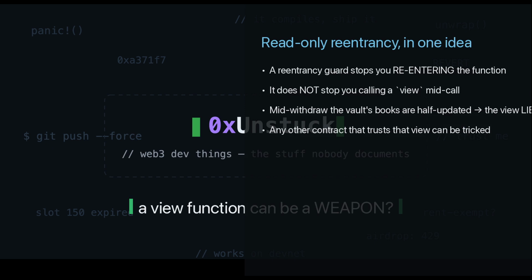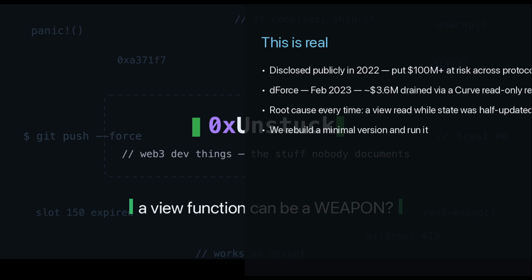Here's the whole idea in one breath. A normal reentrancy guard stops you from calling a function again while it's still running. Good, but it does nothing to a view function, a read-only getter, called in the middle of that same transaction. And here's the catch. Halfway through a withdrawal, a contract's books are only half updated: the ETH has left, but the share count hasn't dropped yet. So a price getter, read at that instant, returns a wrong number. It's not lying on purpose, it's just being asked mid-surgery, and any other protocol that trusts the price can be robbed. And this is not hypothetical.